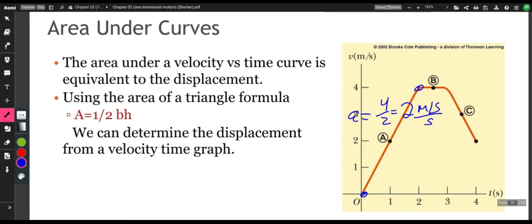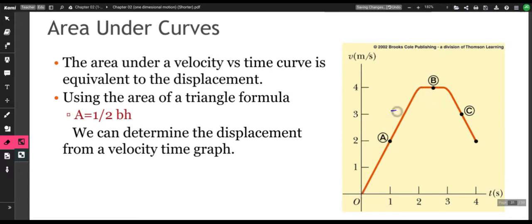We could then go on and graph this from a velocity time graph to an acceleration time graph. But in this case, we want to work our way backwards. So let's say that we have a velocity time graph. I want to figure out something about the displacement. The opposite of taking slope is taking the area. The opposite of addition is subtraction. The opposite of multiplication is division. The opposite of slope is area.